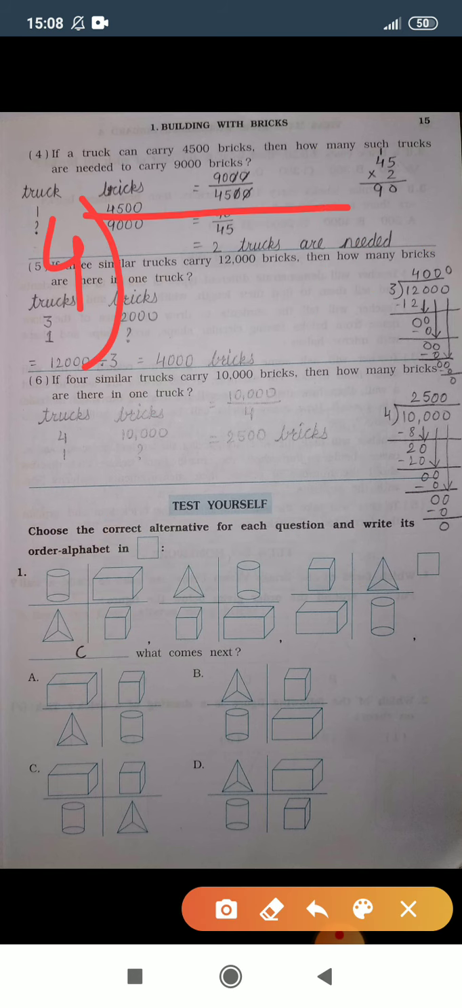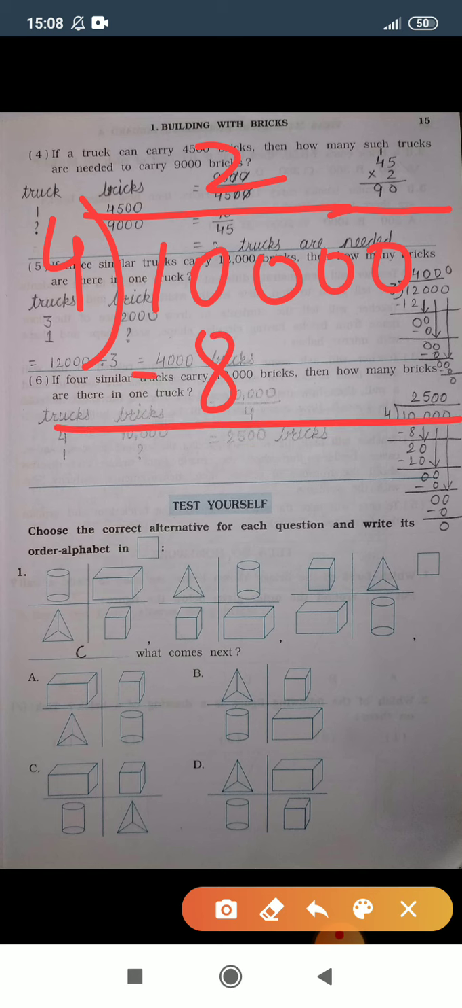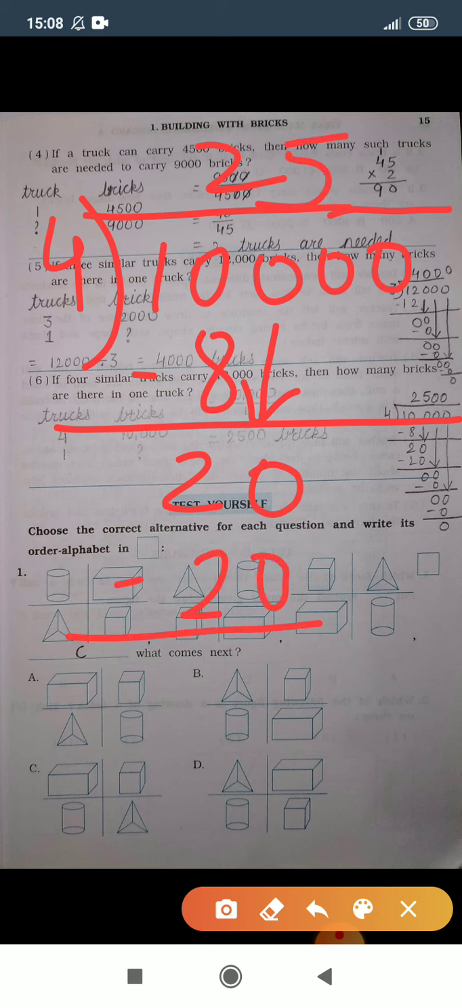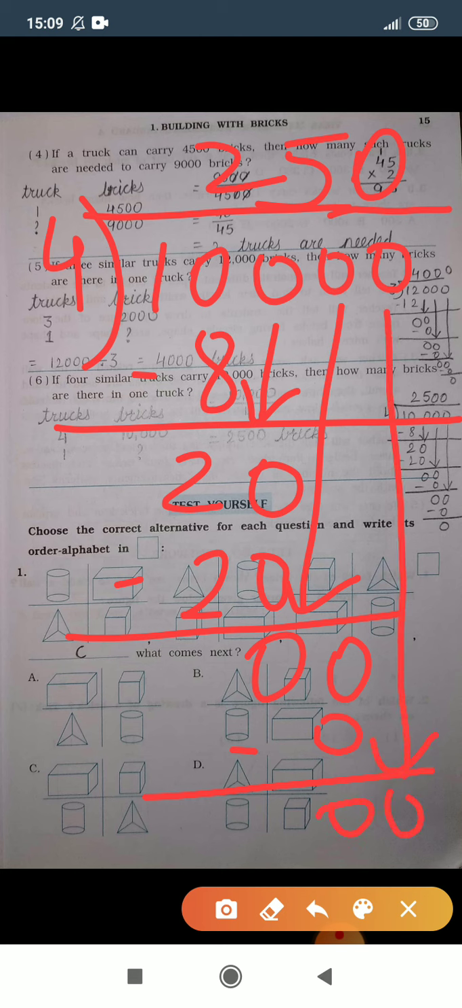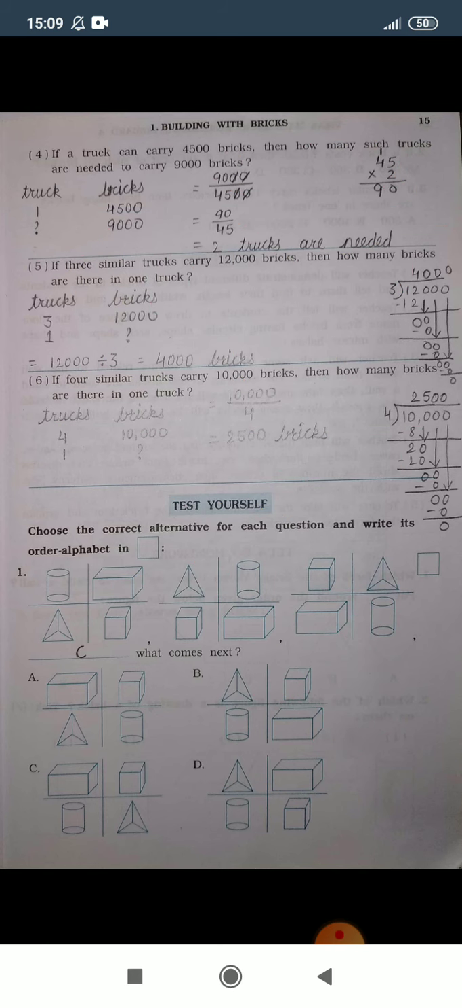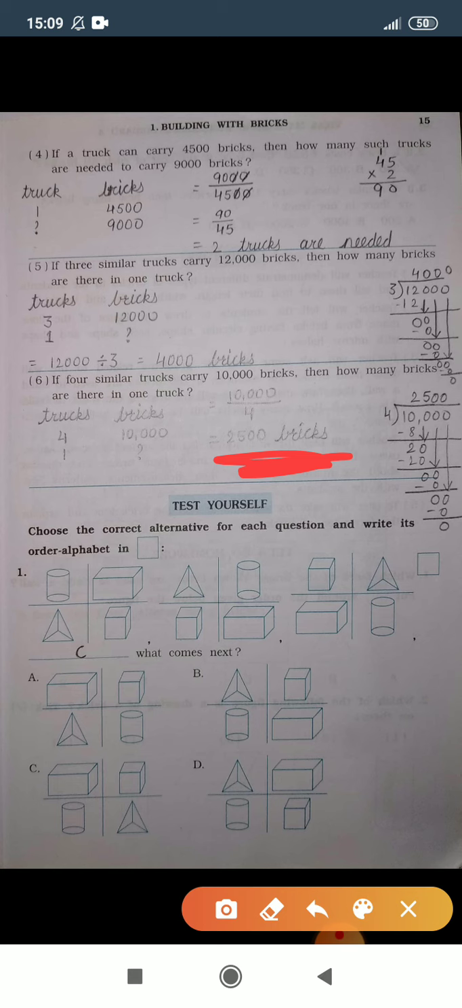4 and 10,000. So let's start. 4 2s are 8. 10 minus 8, 2. Then 0. 4 5s are 20. Again 0. We need to take this 0 ahead. So 4 zeros are 0. Again the last 0 will come down and 4 zeros are 0. So 2,500 bricks were carried in one truck.